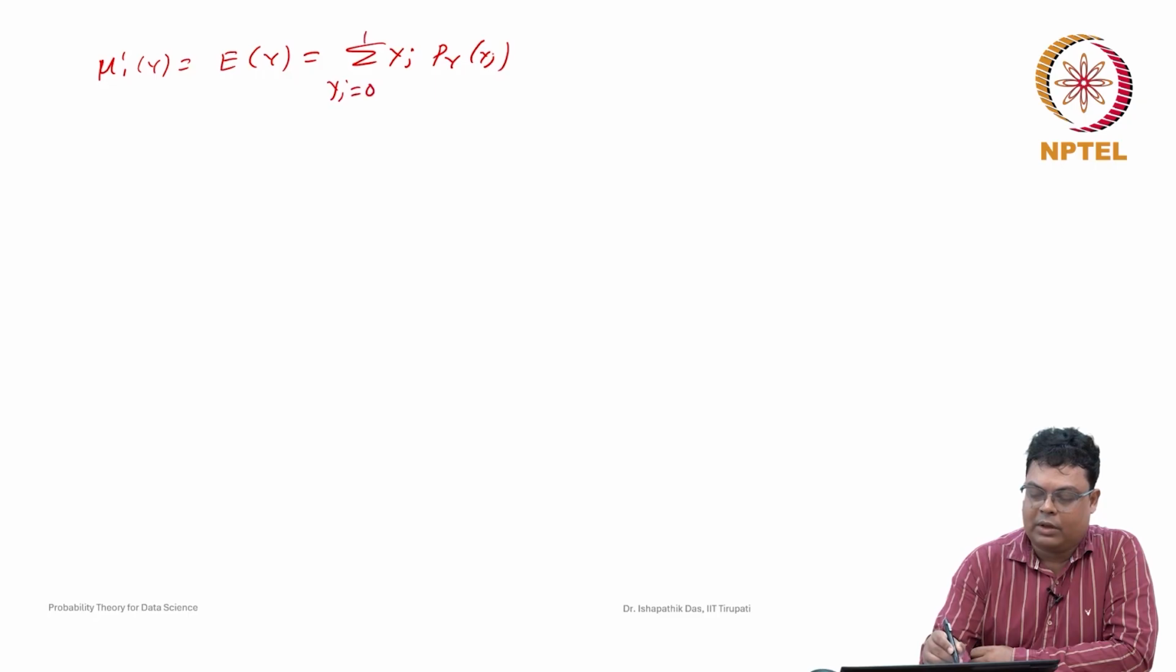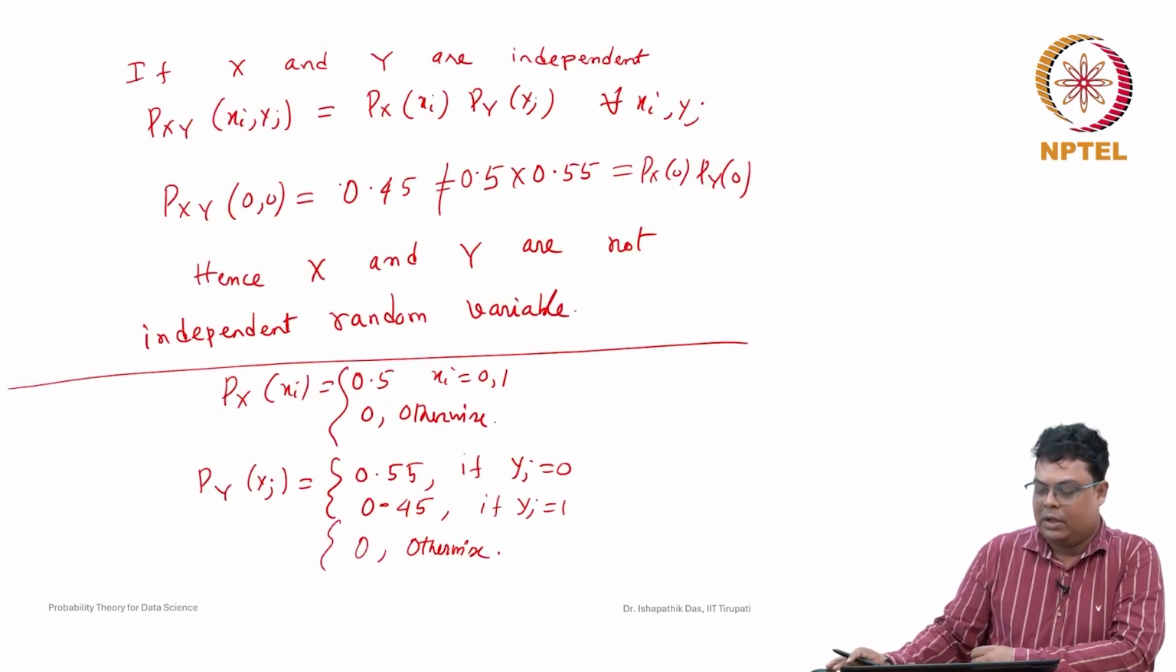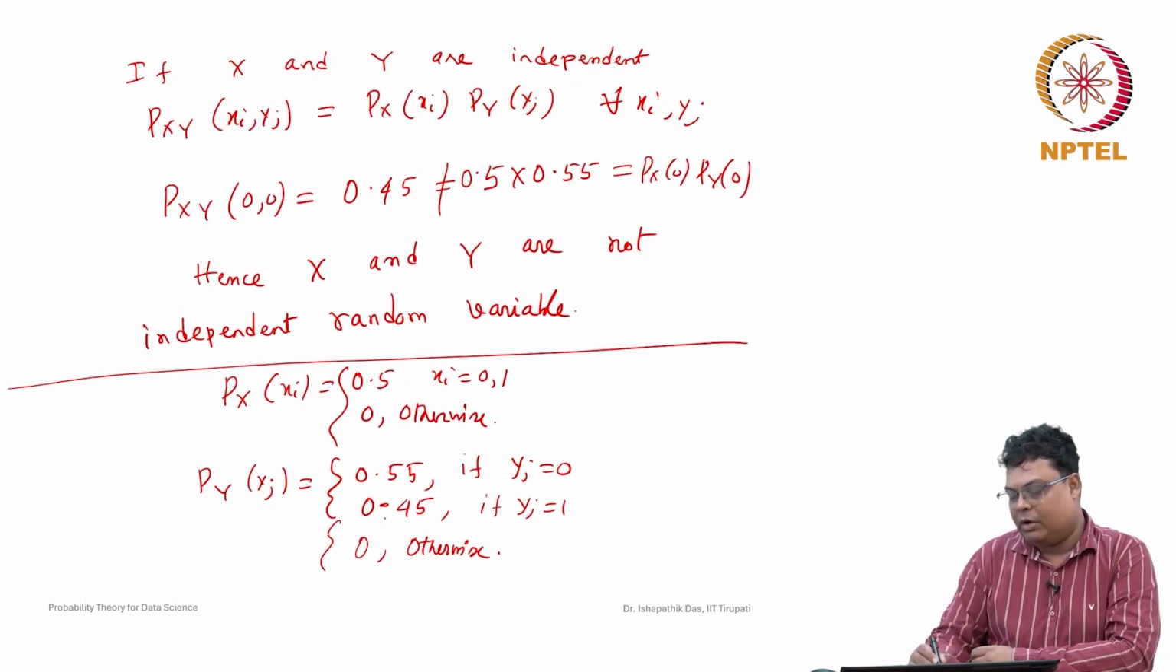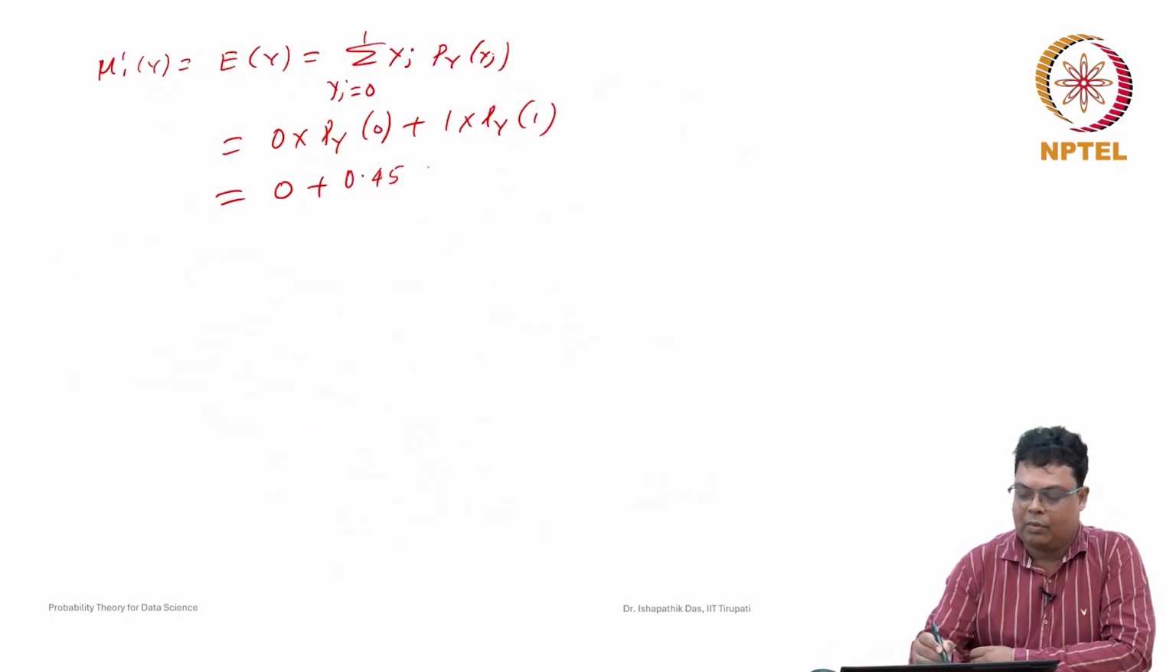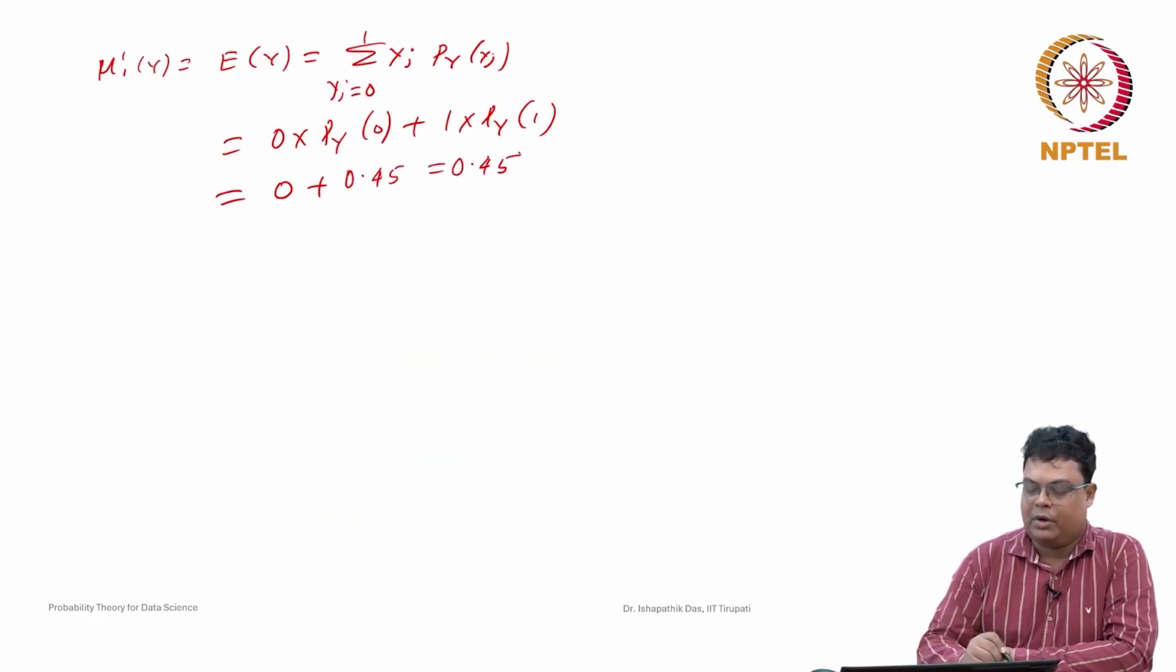So what will be the mean of y? So expected value, mu1 dash of y. This is the expected value of y. This is by definition summation of yj, py of yj. Yj can take the two values 0 and 1. Now we know that 0 into py of 0 plus 1 into py of 1. So this is 0 plus py of 1, and py of 1 is nothing but 0.45. This is equal to 0.45.